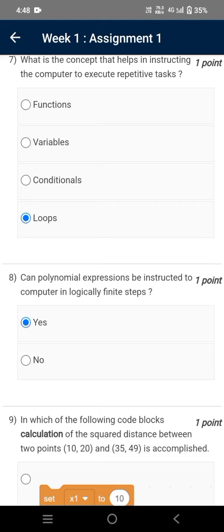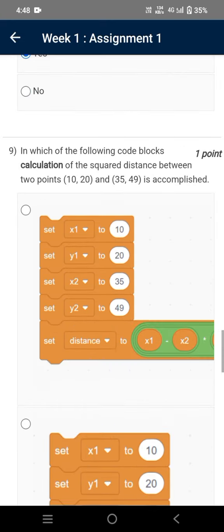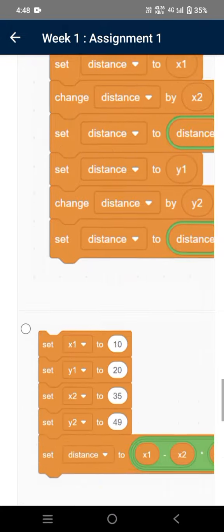Question 8. Can polynomial expression be instructed to computer in logically finite steps? Yes, answer will be option A. Question 9th. Answer will be option D.